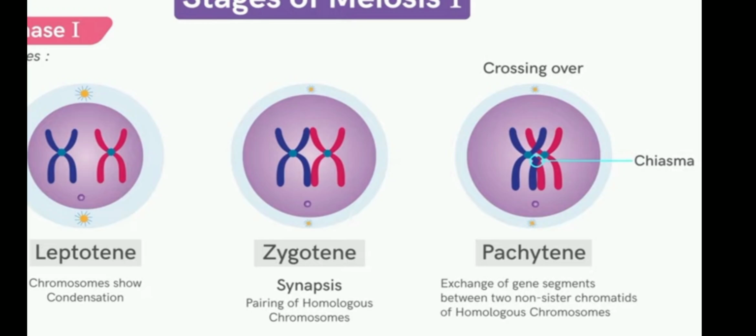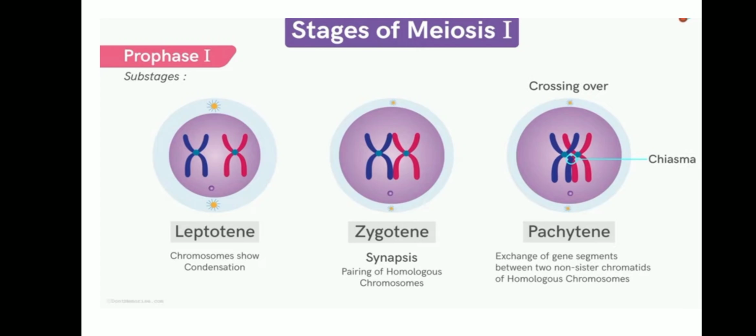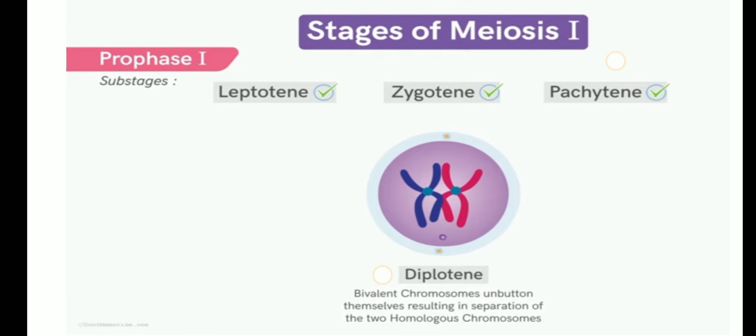The chromatids break at these points and the broken segments may be interchanged, which we say is crossing over. Here only the genetic recombination takes place. The genetic material DNA is exchanged among themselves. And next stage is what?